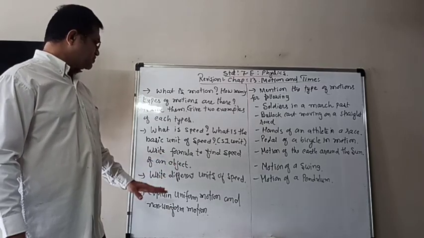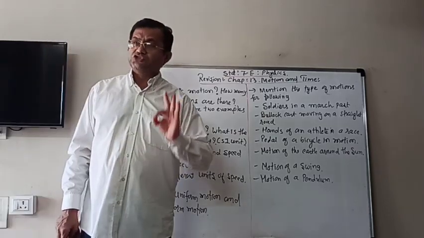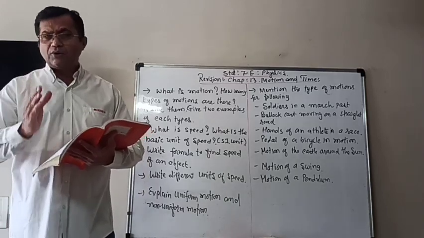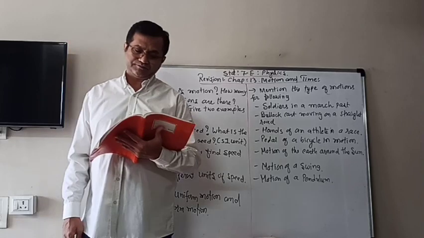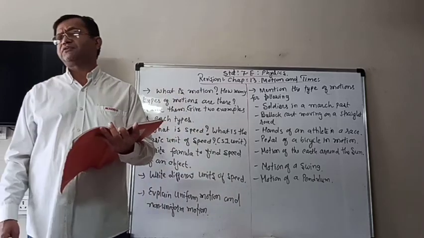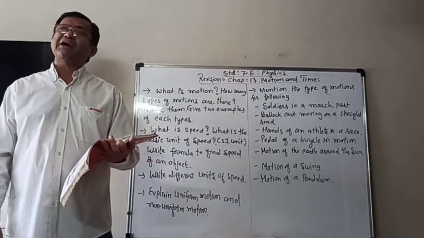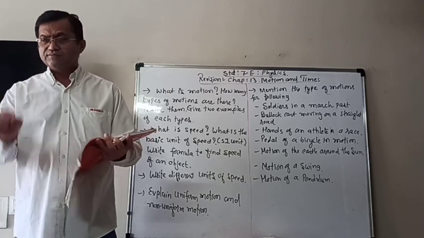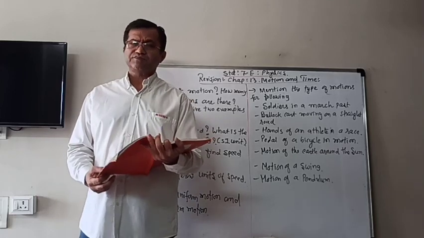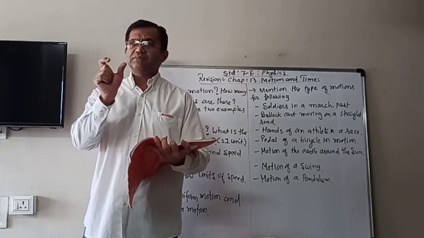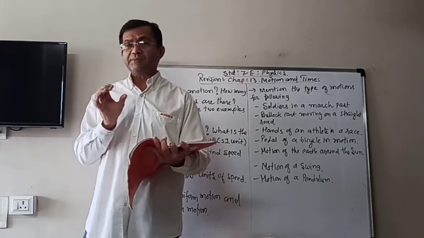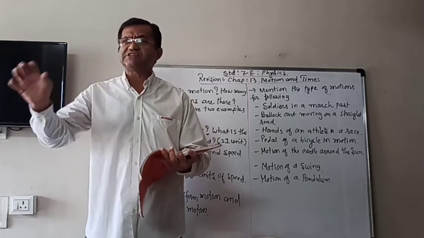Now, explain uniform motion and non-uniform motion. So what is the meaning of uniform motion and non-uniform motion? Generally, in our daily life, you will get very, very few examples of uniform motion. Uniform motion means in the same interval of time, the object is covering the same distance every time.